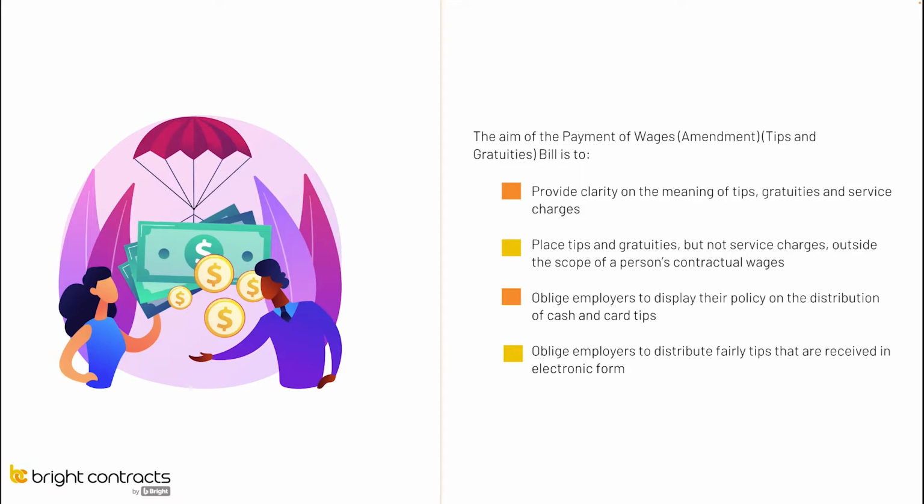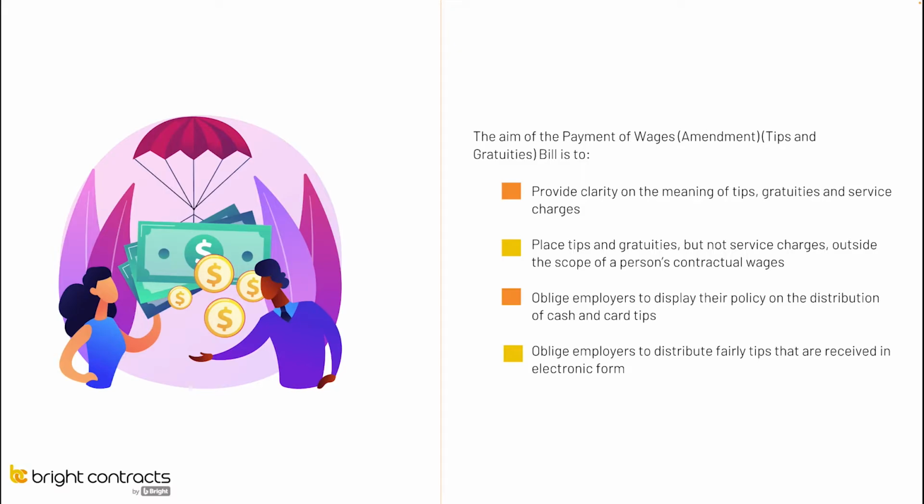The aim of the bill is to provide clarity on the meaning of tips, gratuities and service charges, to place tips and gratuities but not service charges outside the scope of a person's contractual wages, to oblige employers to display prominently their policy on the distribution of both cash and card tips, and lastly, to oblige employers to distribute fairly and in a transparent manner the tips that are received in electronic form. So that's whether it's through debit or credit cards or even smartphones.